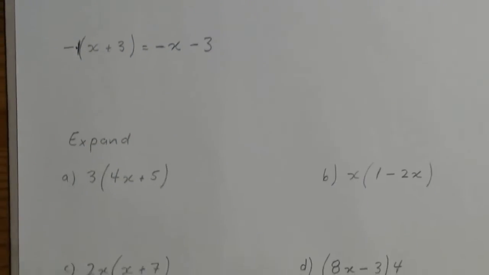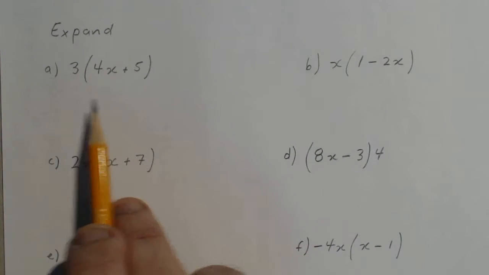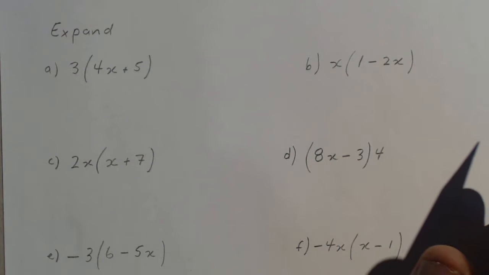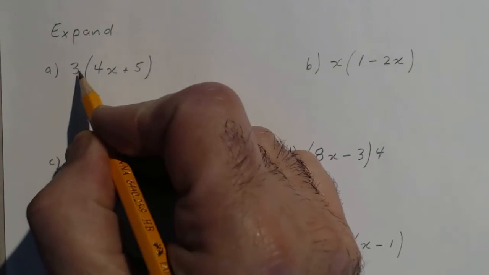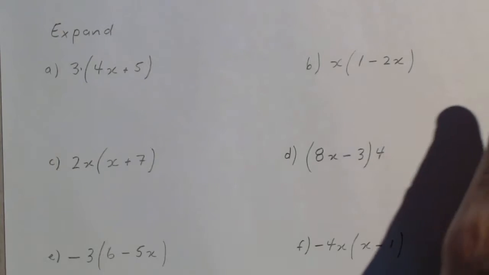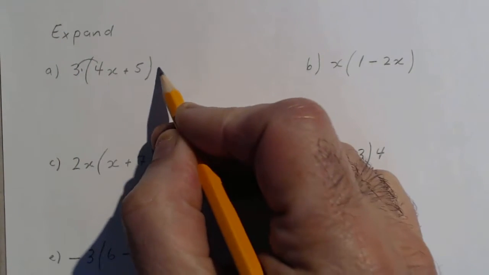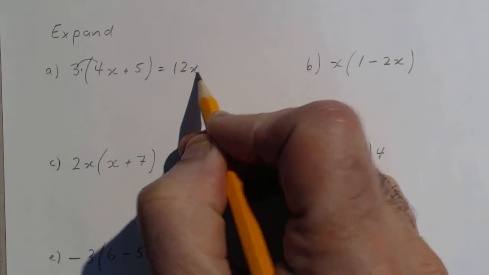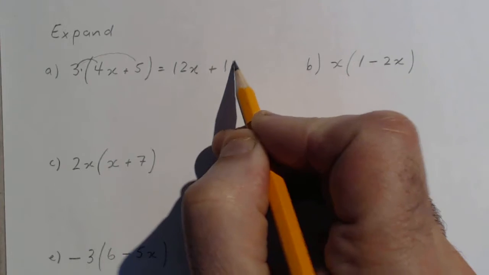So let's do these examples. So we want to expand each of these. Now remember, expanding means removing the bracket. So here we have 3 outside of 4x plus 5. So 3 times 4x gives 12x. 3 times 5 gives 15.